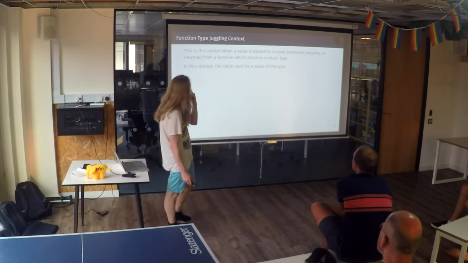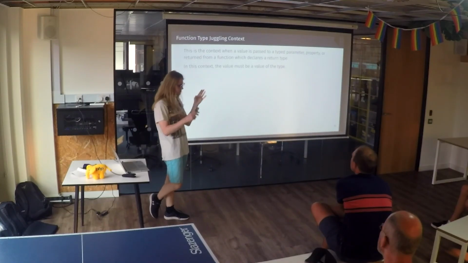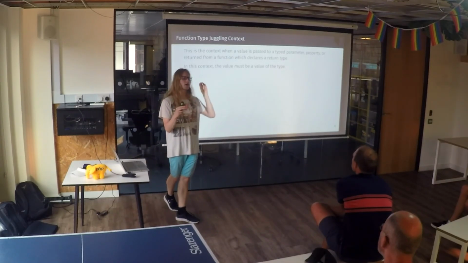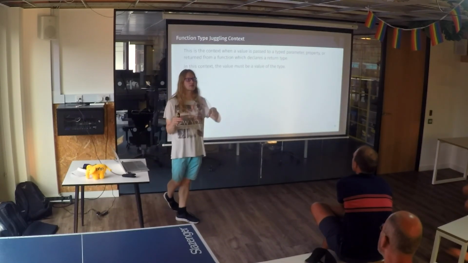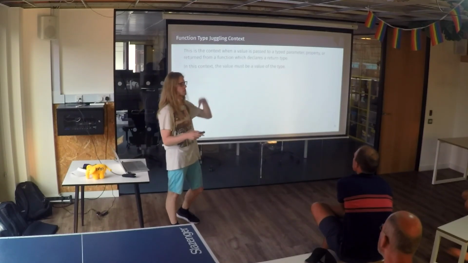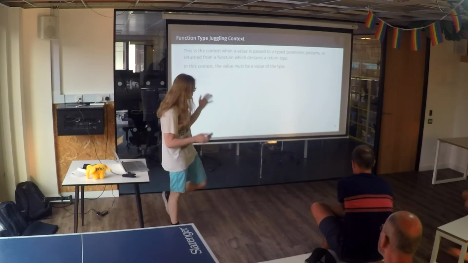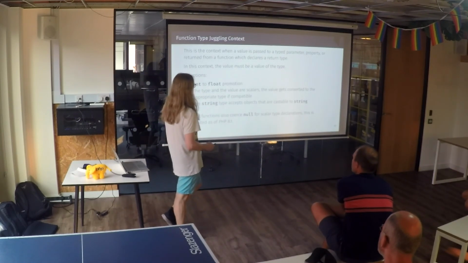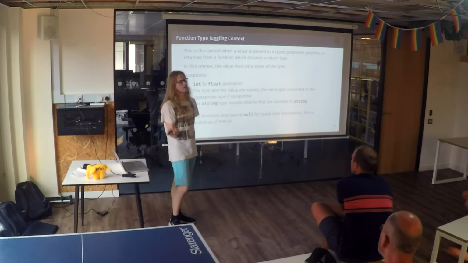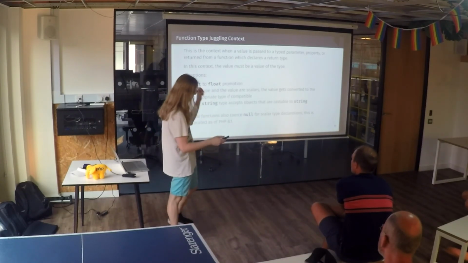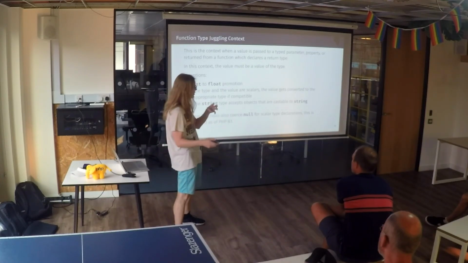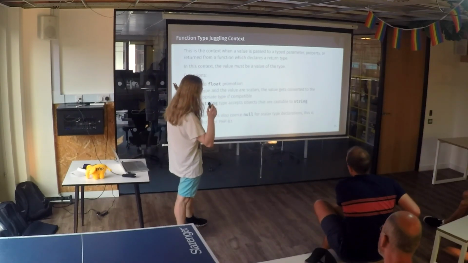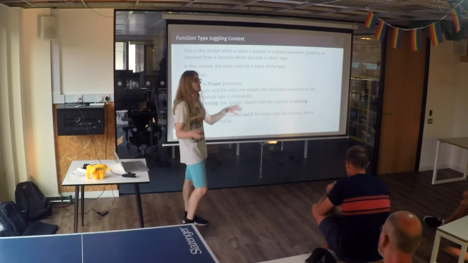So yeah, okay, function type juggling context. This is the context when you define types for your function parameters or your return type, or you type your properties. And in this context, the value must be a value of the type, except three exceptions. So int to float promotions, so an int will always get promoted to a float. If the type and the value are scalars, the value gets converted to the appropriate type if compatible. And the string type accepts objects that are castable to strings.